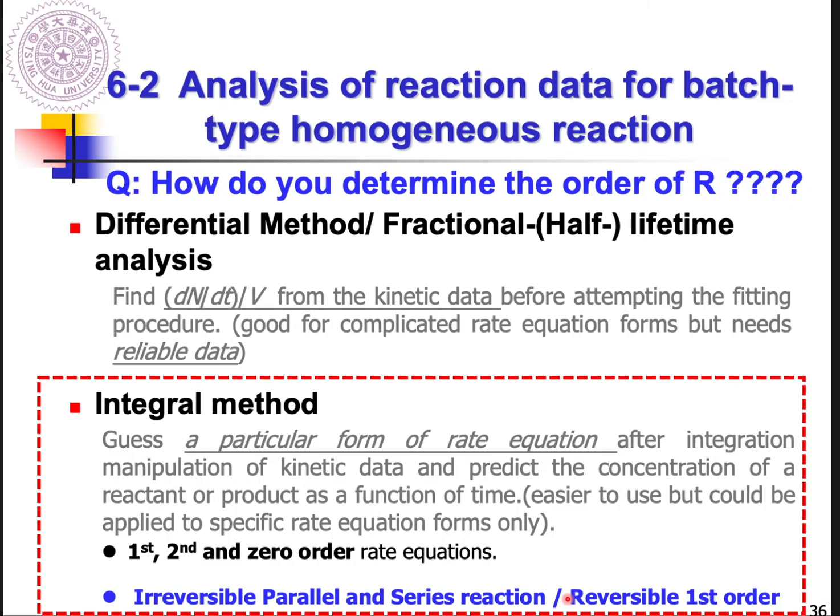Okay, so we find a specific particular form for the zero, first and second order rate equations. As long as you measure the concentration as a function of time, or fractional conversion as a function of time, then you can input all the experimental data to check whether your reaction belongs to first, second, or zero order. So next we are going to show you the parallel and serial reactions. How can we get the rate constant for irreversible parallel and serial reactions, and also a reversible first order reaction?